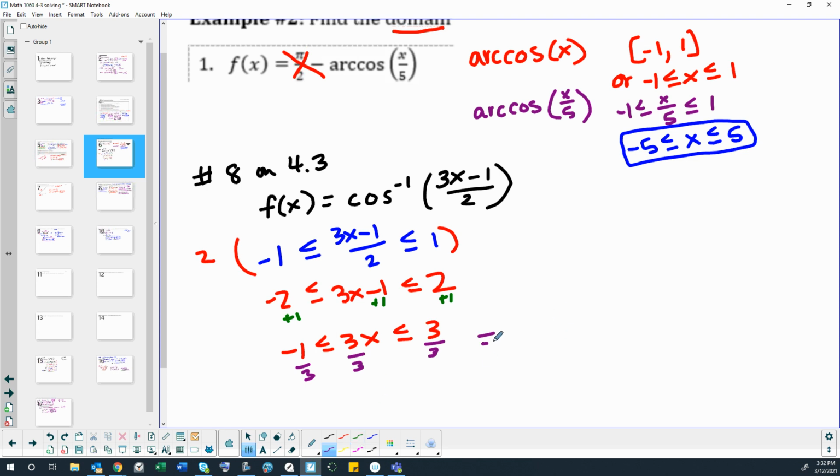So that will give us -1/3 is less than or equal to x, which is less than or equal to 1, because 3 divided by 3 is 1. So here's the domain for this problem. We could also write it as -1/3, 1. Those are the values for x that can be plugged into this function and have it work, not be undefined. There's our domain.